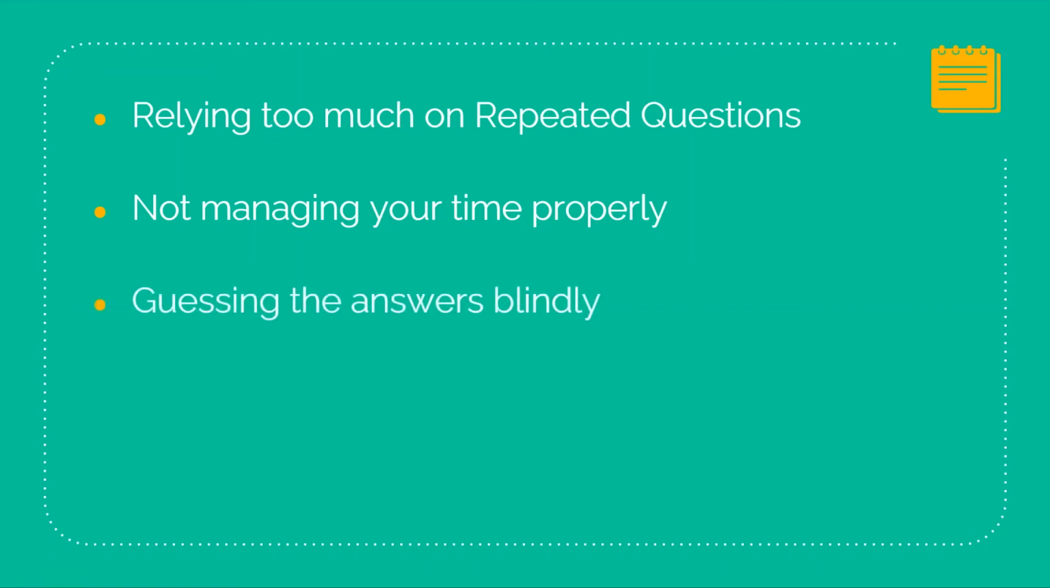Mistake number 3. Guessing the answers blindly. Never do that. Always try to give your best shot. Even if you don't know the answer, take the most educated guess, not answer blindly. Mistake number 4. Not practicing speed reading. Speed reading is a very essential skill for all the PTE reading tasks. So please make sure you practice enough speed reading. This will help you to solve the questions faster.